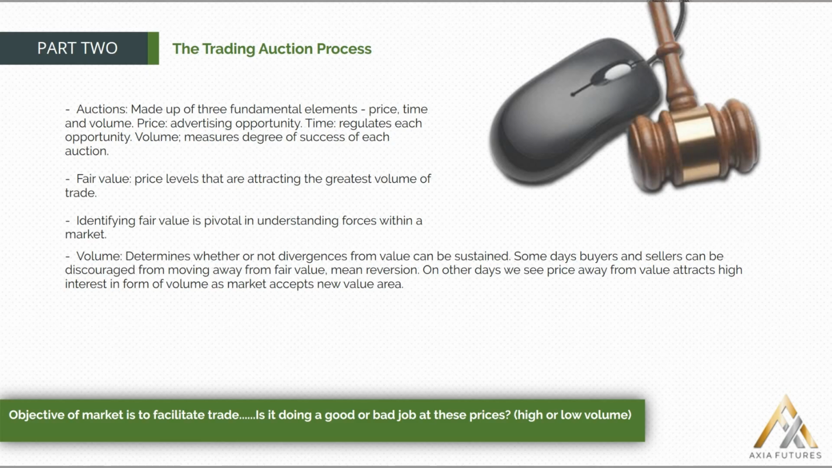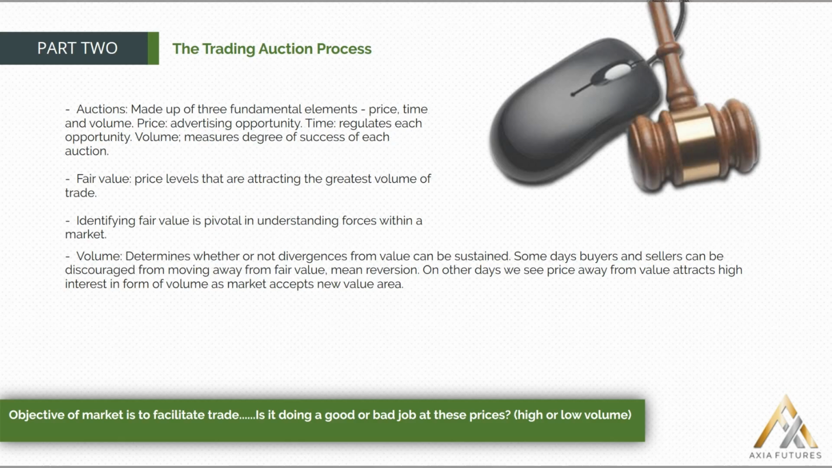In terms of volume, it determines whether or not divergences from value can be sustained. Some days, buyers and sellers can be discouraged from moving away from fair value, and this is known as mean reversion. On other days, however, we can see price move very quickly away from value as it attracts interest in the form of volume as the market starts to accept a new fair value or a new value area. This is important to understand as it's telling us when a market decides to move away from fair value.